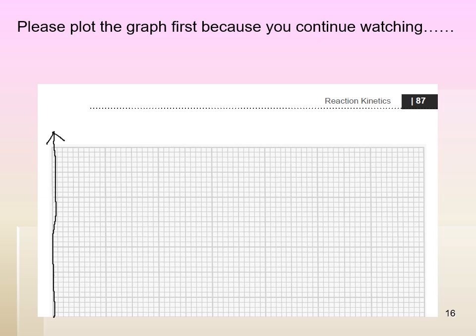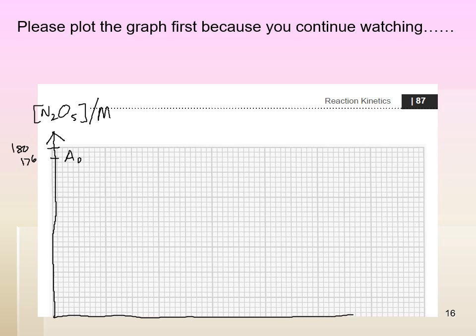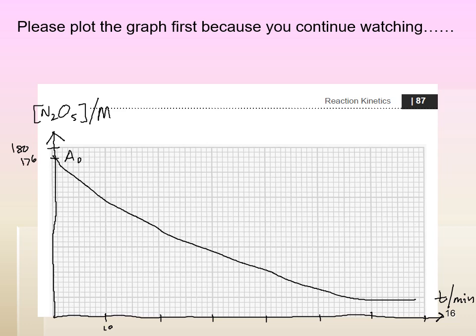So this is the y-axis. We're going to plot the concentration of dinitrogen pentoxide in molar. I'm guessing this would be the maximum, 180, and 176 would be somewhere here. This is the A naught, right? And then you're going to plot the x-axis, whereby you're going to put here T in minutes. I don't need to convert it into seconds. So this would be 10, 20, 30, 40, 50, 60, and 70. So you're going to get a curvy line like this. This is what I am expecting you to get.